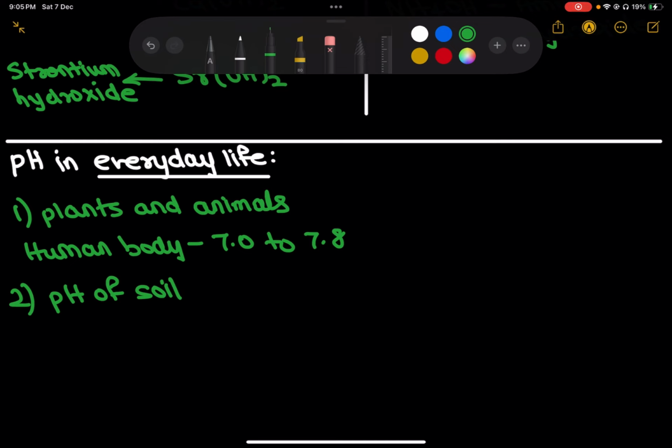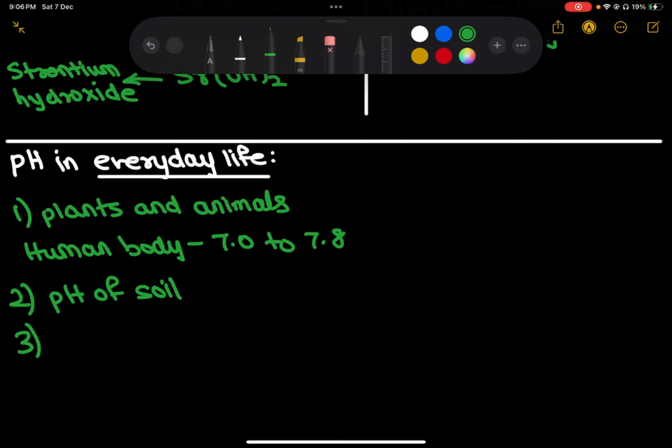So accordingly, you have to check the pH of your soil in which your plants are growing, and give them the essential fertilizers. If you need more alkaline, then you can add more basic fertilizers. If you need more acidic, you can add acidic fertilizers, right? So hence you have to keep a check on the pH of your soil.